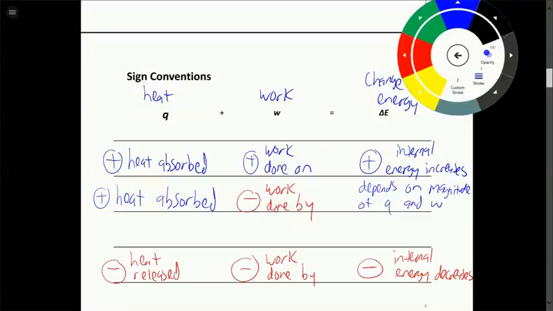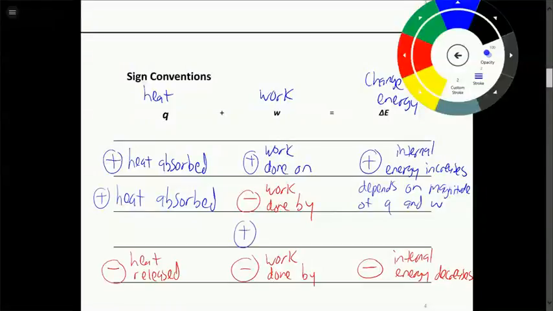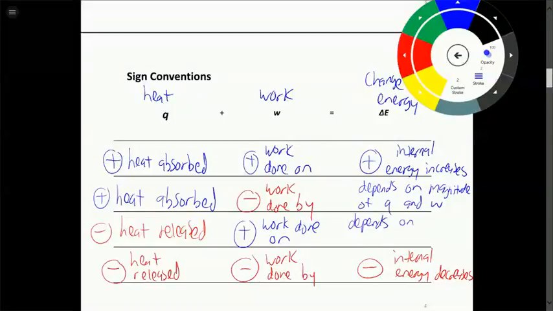All right, and then the last combination is if you have positive work, which means the work is being done on the system, but at the same time the system is releasing heat. Then you have the same situation where the sign of delta E depends on the magnitude of Q and W. It could be positive or negative, depending on which one of those terms is bigger.